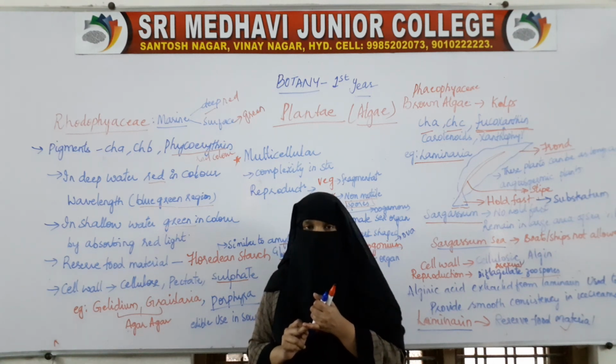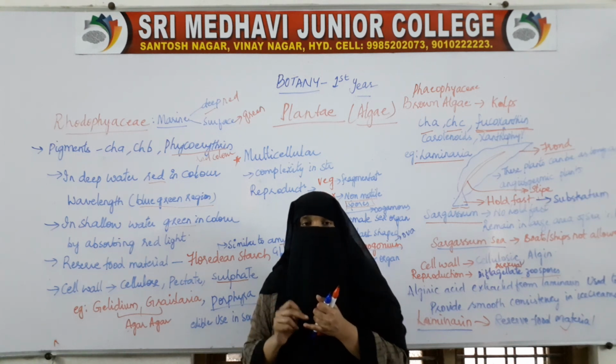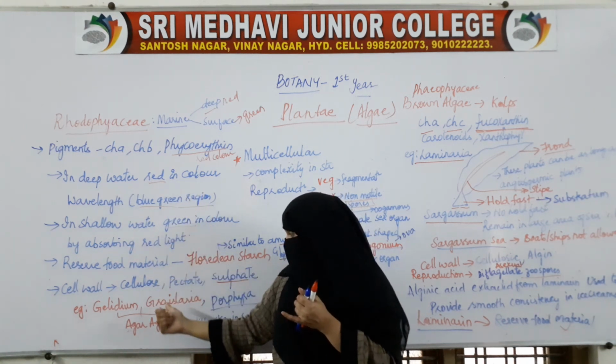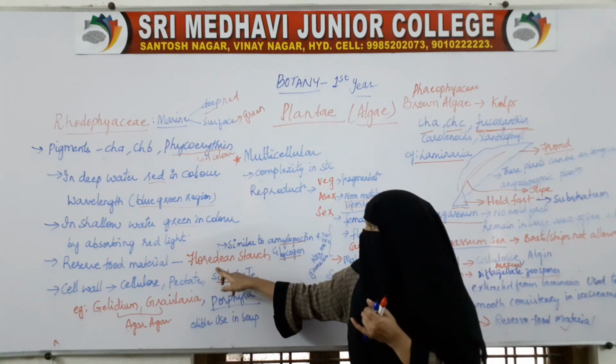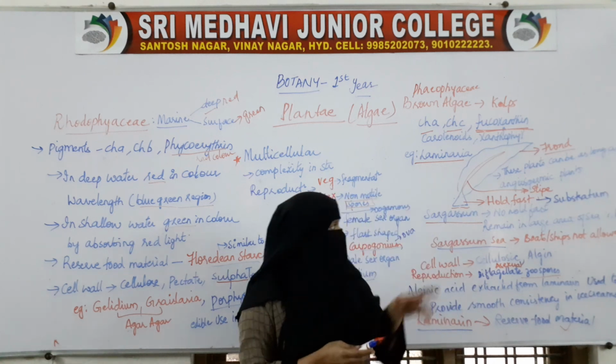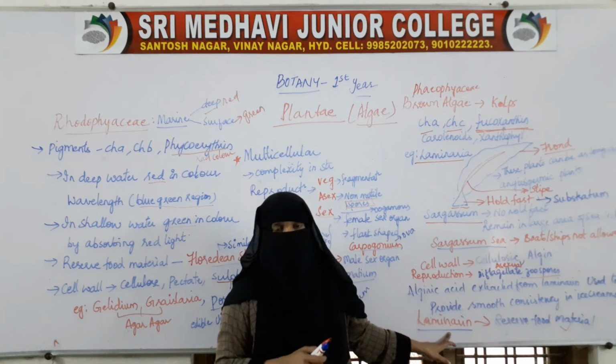The mode of nutrition is autotrophic. The difference is in the pigments and the reserve food material. In Rhodophyceae the reserve food material is Floridian starch, and in Phaeophyceae the reserve food material is laminarin.